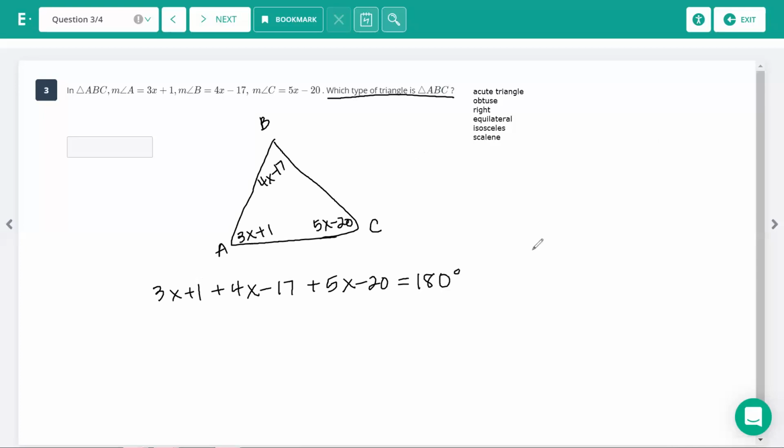Okay. From here, we're using straight algebra to solve for my x. So I've got my like terms, 3x, 4x, 5x. We're adding them all together, so that becomes a 12x.